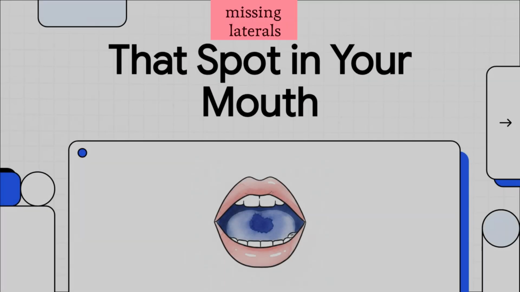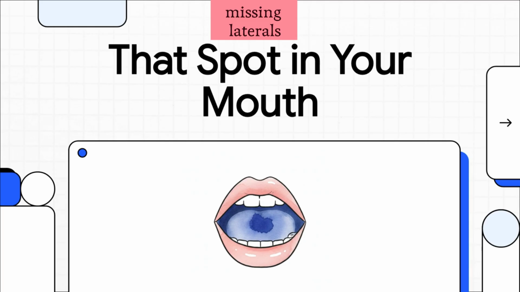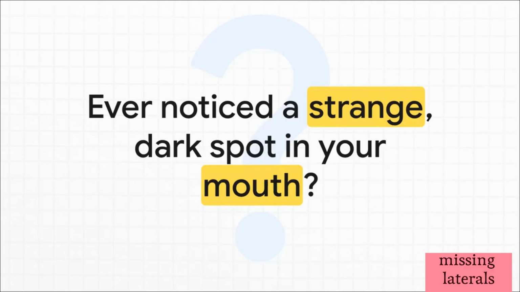So, have you ever been looking in the mirror and found a small, dark spot inside your mouth? Maybe on your lip or on the inside of your cheek. It can be a little startling. Today, we're going to dig into what that spot might be, what's causing it, and most importantly, what you should do about it.